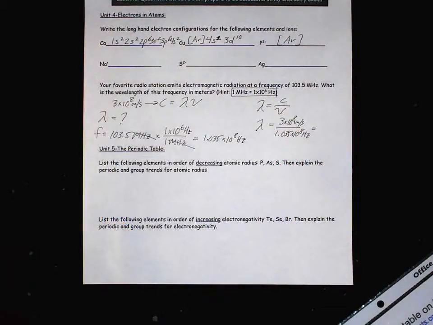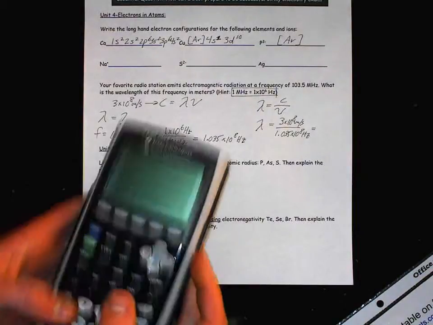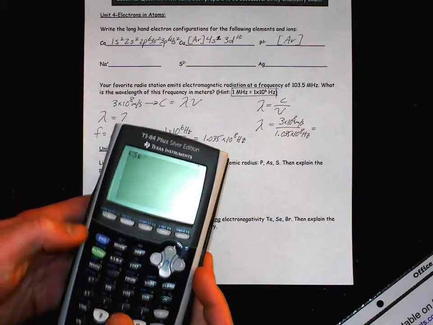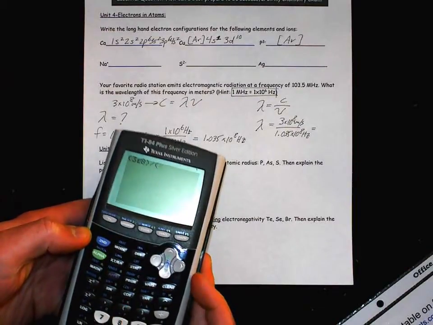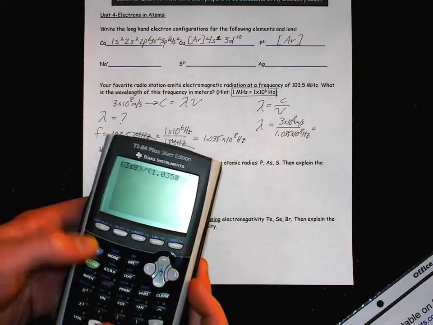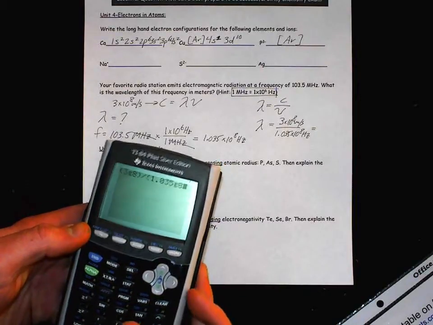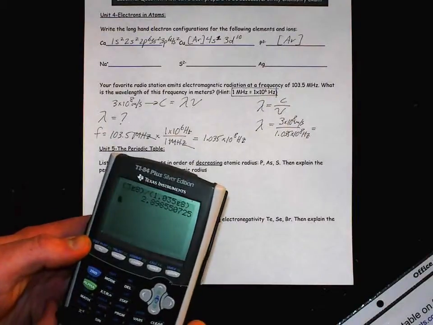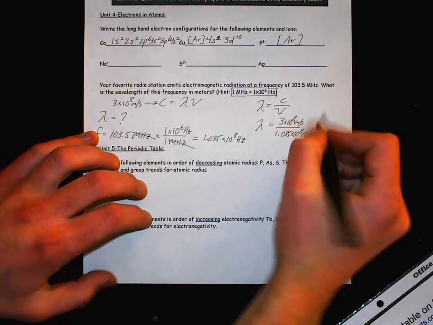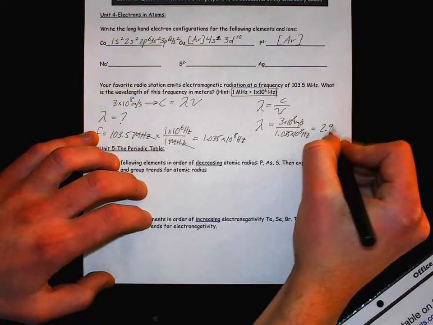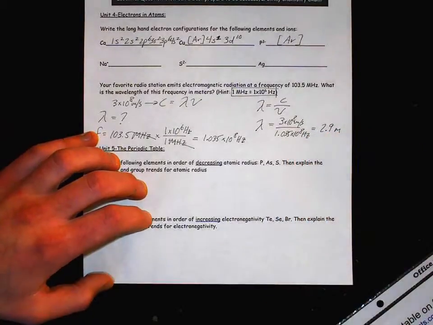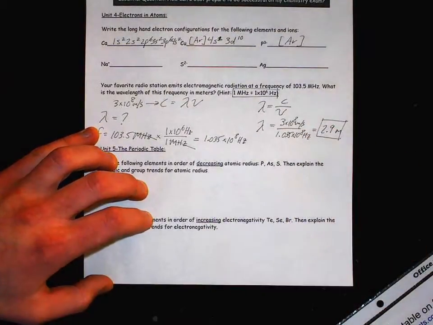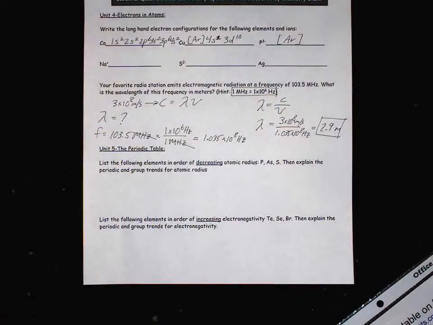okay, be really careful plugging this into your calculator. You're going to want to use parentheses to start, so 3e8, put that in parentheses, 1.035 e8. And you get 2.89 or 2.9 meters. Okay, so that's the wavelength of KISS FM is 2.9 meters.